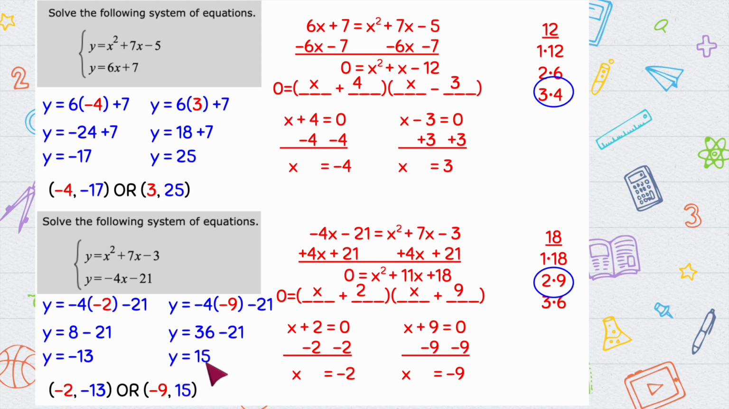So that is how you solve a system of equations with a quadratic and a linear.